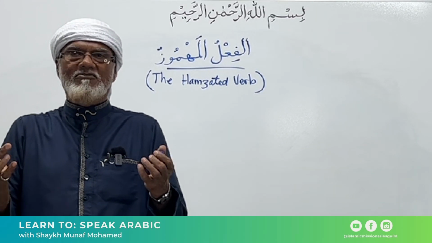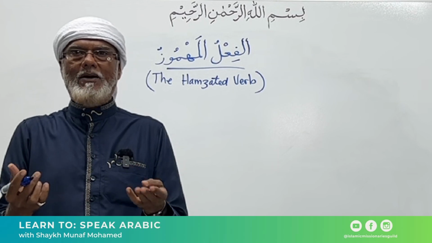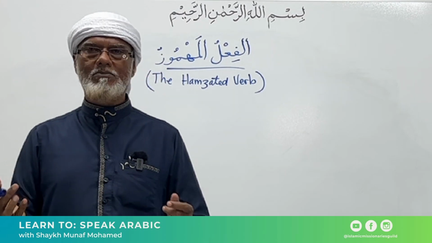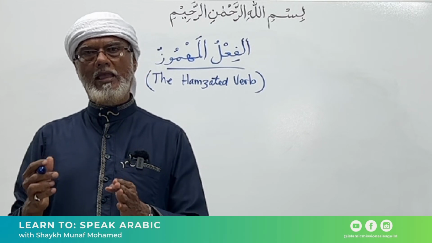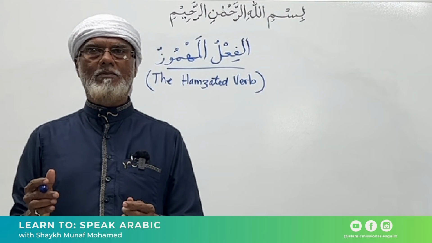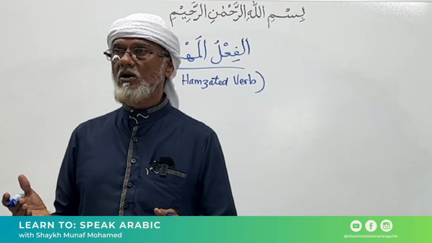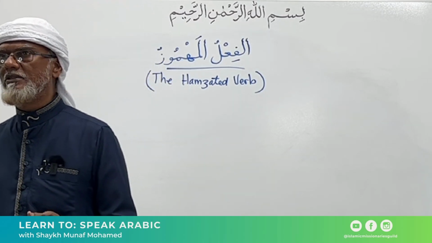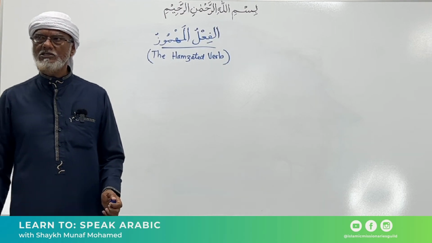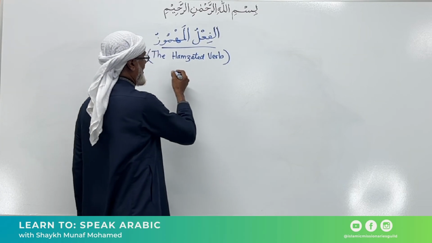Simply, it is a verb that has one of its letters being a hamza. All right? And the occurrence of this hamza could be either the beginning of the verb, or you could find the hamza as the second letter of the verb, or you could also have the hamza as the third letter of the verb. All right, so we will look at some examples of such verbs that have hamza.